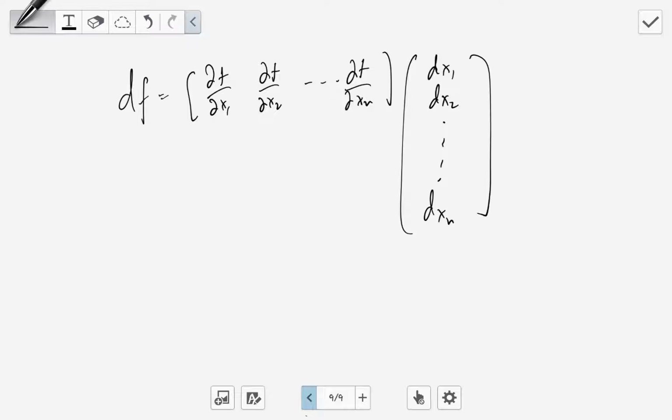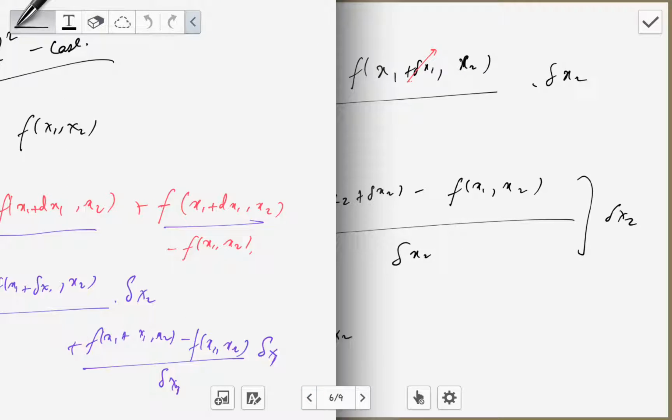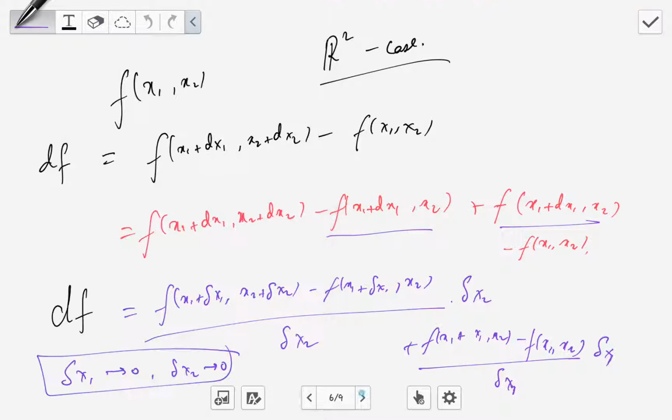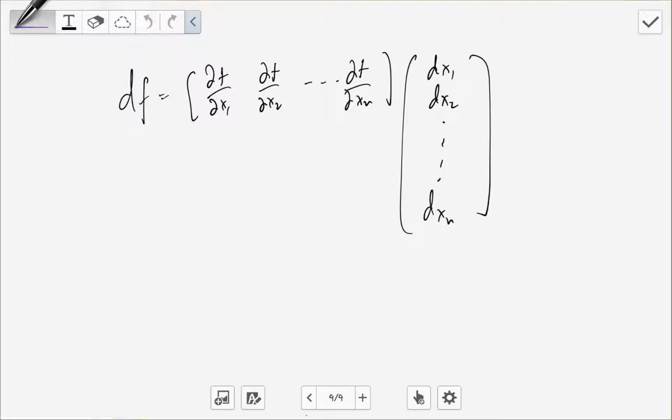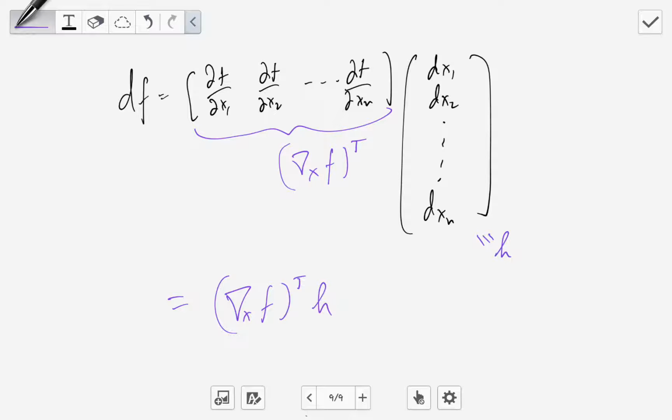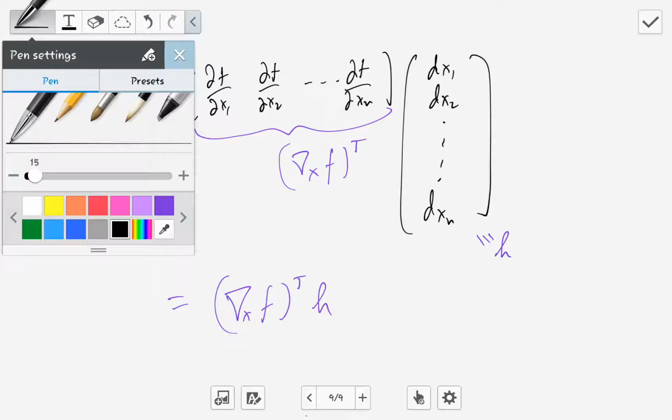But then we said we'll write this h as dx. This h has been replaced by dx, isn't it? So this can be written as, this is the vector h. Now this we defined as the gradient. So this is del f transpose, this was del f transpose h. This is df.